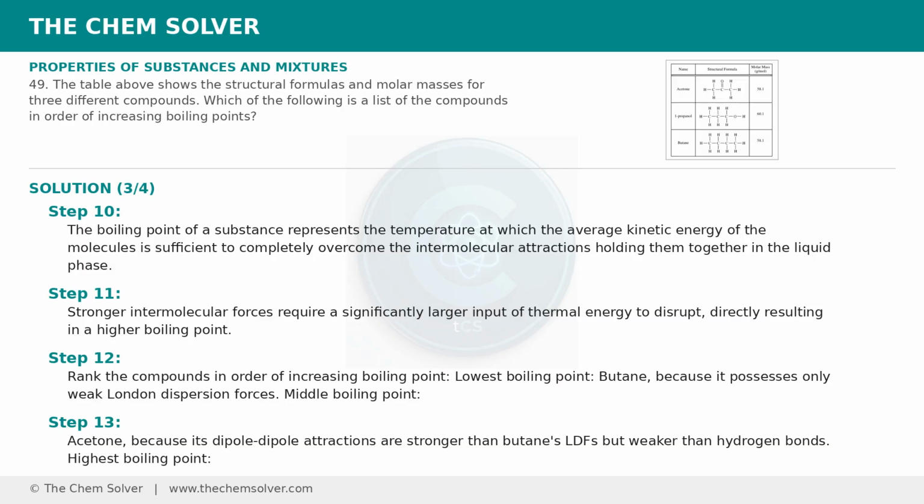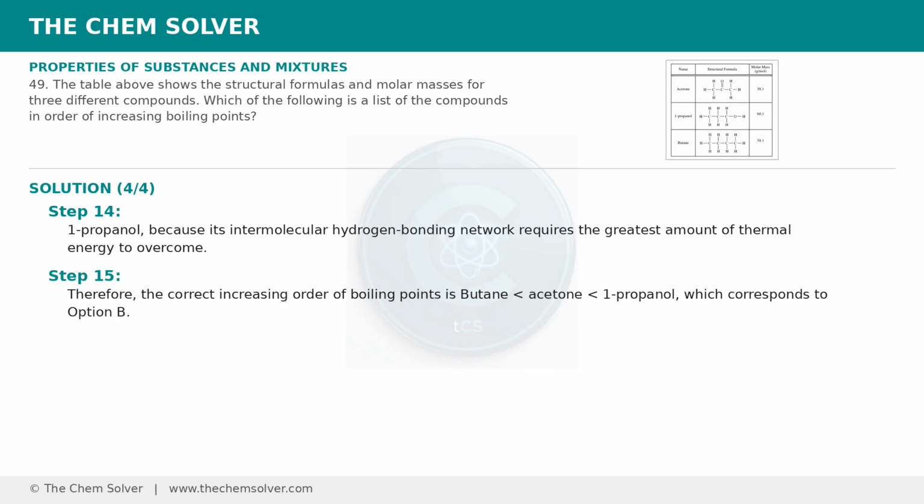Lowest boiling point, butane, because it possesses only weak London dispersion forces. Middle boiling point, acetone, because its dipole-dipole attractions are stronger than butane's LDFs, but weaker than hydrogen bonds. Highest boiling point, 1-propanol, because its intermolecular hydrogen bonding network requires the greatest amount of thermal energy to overcome.